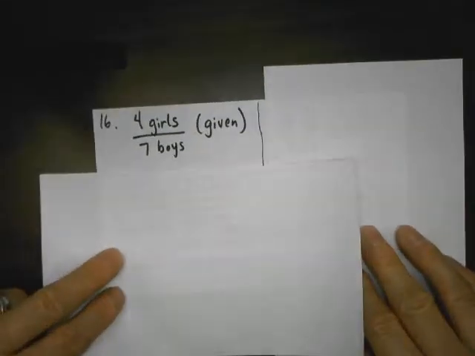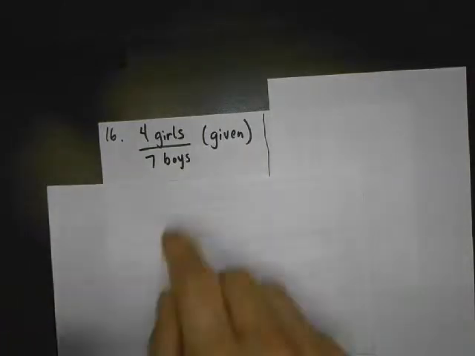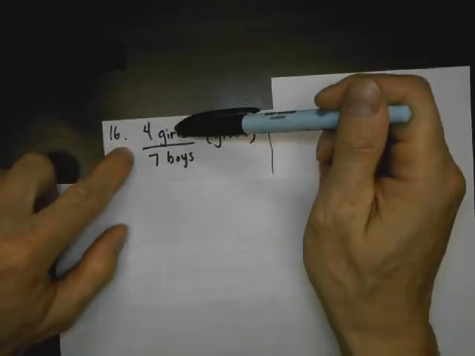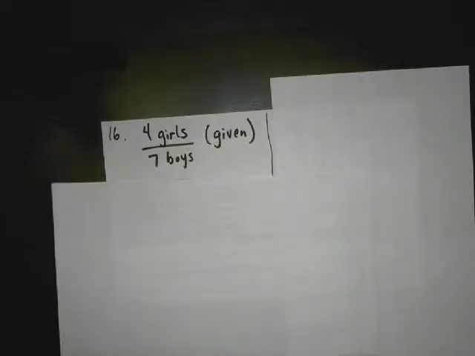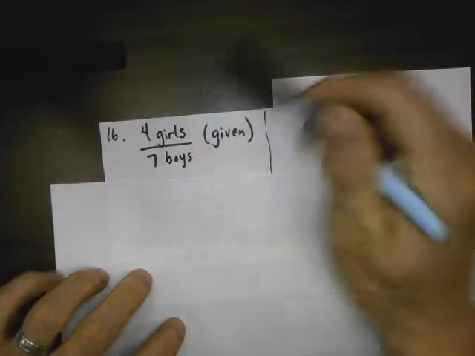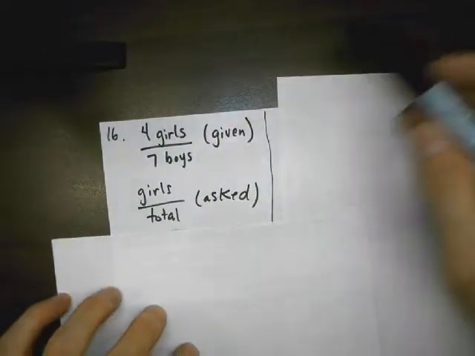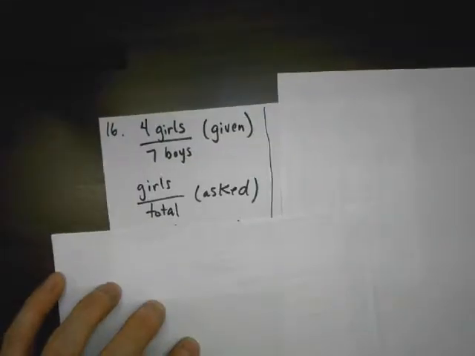Number 17 says, 16 says, did I mention I was tired? 16 says the ratio of girls to boys at a concert is 4:7. So they're giving us girls to boys ratio. Then they said, how many girls are there if there's a total of 10,000 people? So they gave us girls to boys, but they're asking us about girls to total.